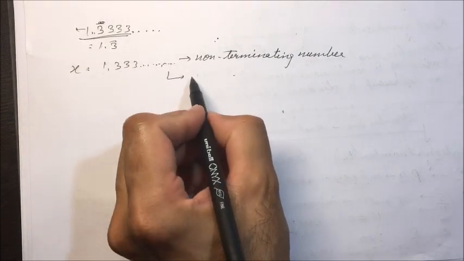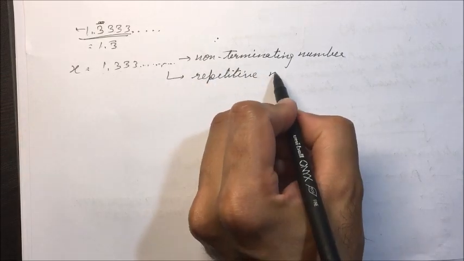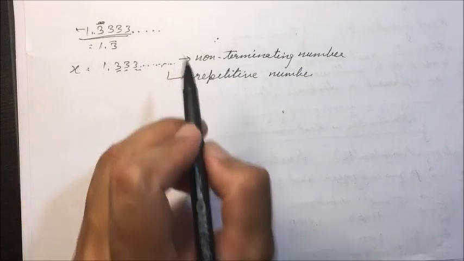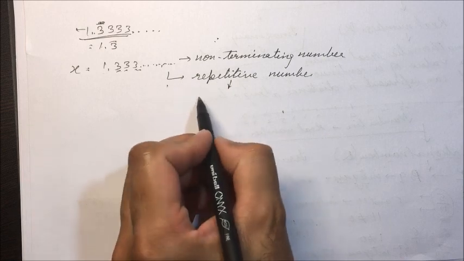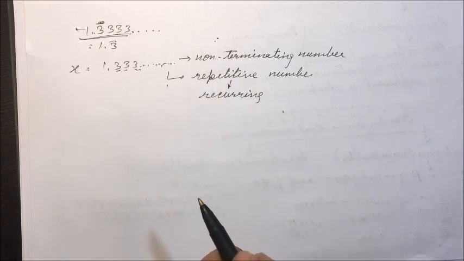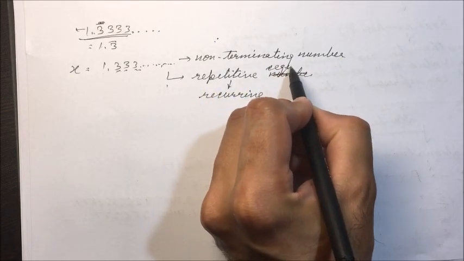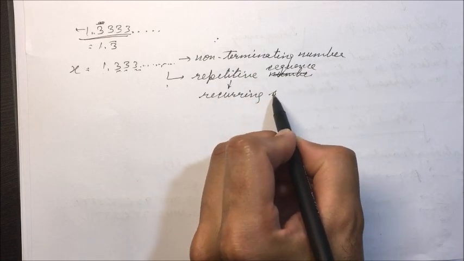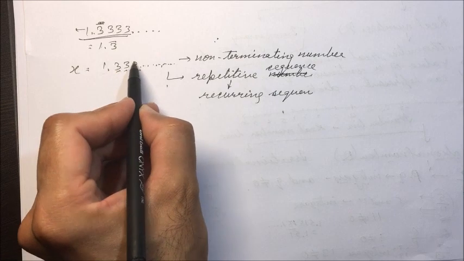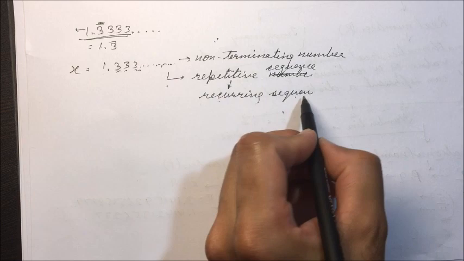But it is a repetitive number because we are getting 3 again. So repetitive, we call it as well recurring. It is recurring. We are getting a repetitive sequence. After the point, 3 is repeating again and again. So we are getting a repetitive sequence, a recurring sequence.